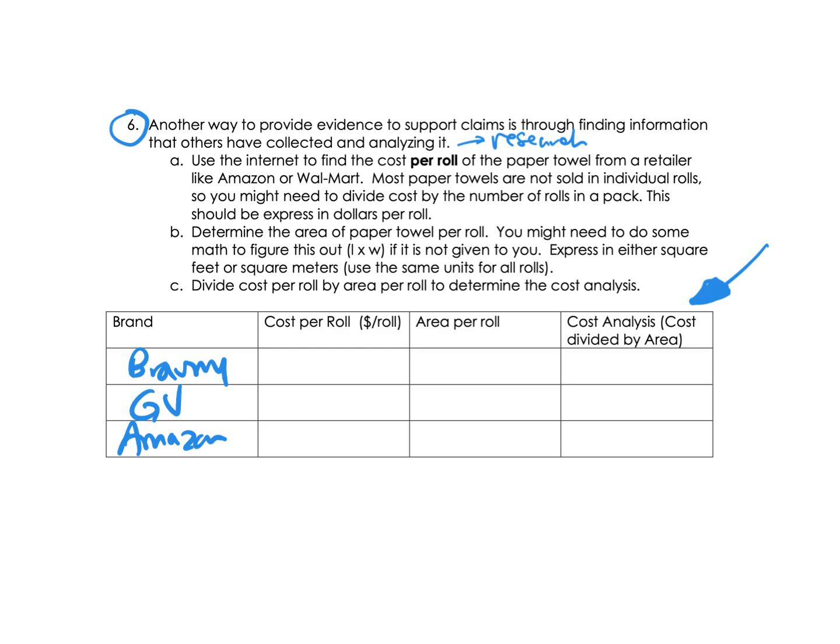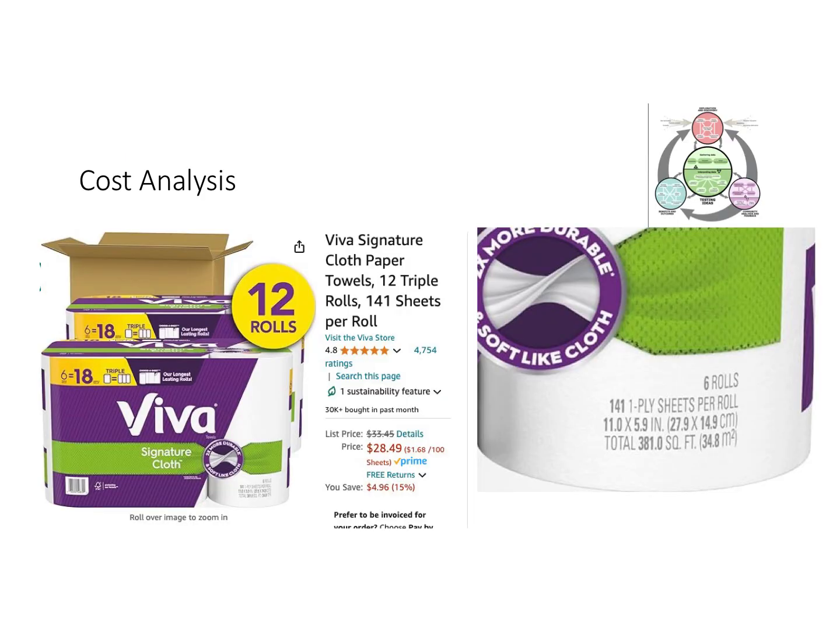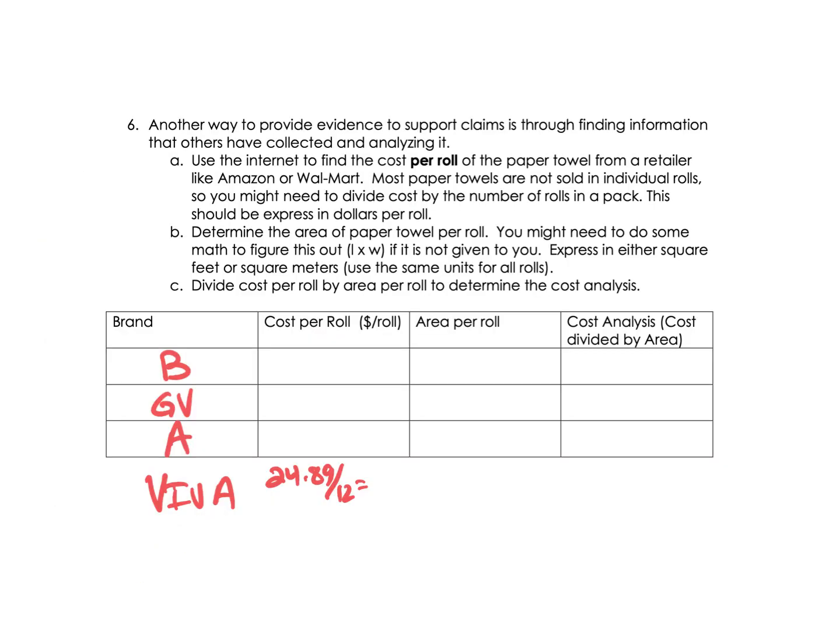To give you an idea of how to do this, we're going to use Viva paper towel as an example, and we're going to start off with cost per roll. So I go to Amazon and try to find out the cost per roll. I find the Viva paper towel here, and I see it's $28.49 per pack, and this pack has 12 rolls in it. To figure this out, I'm going to go 28.49 divided by 12. That gives me $2.37 per roll.